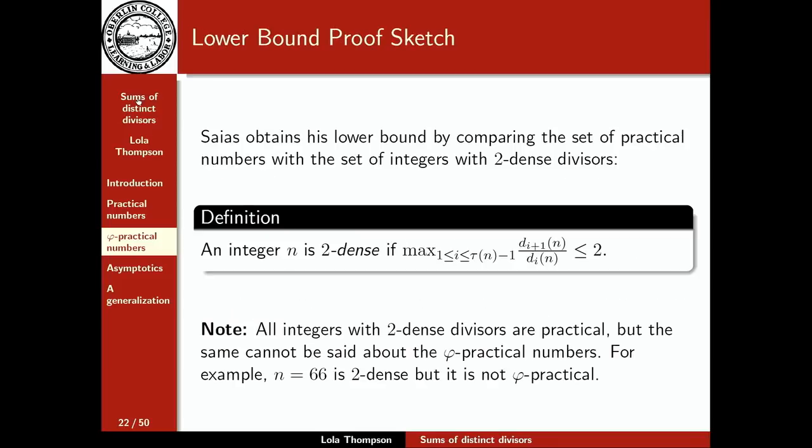So Saias' approach for the lower bound, here's where we get into the integers with 2-dense divisors. Saias gets his lower bound by comparing the set of practical numbers with the set of integers with 2-dense divisors. And it turns out that all integers with 2-dense divisors are practical. So getting a lower bound for the integers with 2-dense divisors is good enough to get a lower bound for the practical numbers. And that's just a reminder of the definition of 2-dense, if you forgot what I said 10 minutes ago. But you can see, for example, that there are numbers that are 2-dense and not phi practical, like 66. So we can't exactly say that the 2-dense integers will be a lower bound for the phi practical numbers. That was another possible obstruction that we ran into.